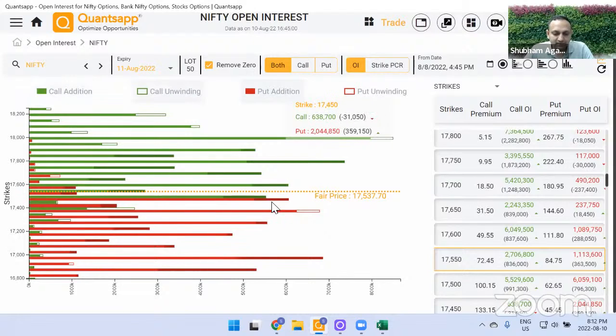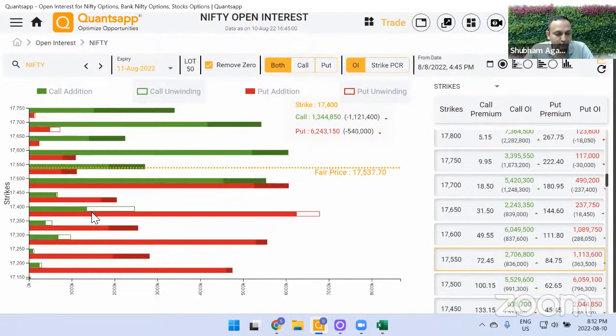So let me give you a very simple case. In this case, we are looking at Nifty. We'll try and see Bank Nifty also, if I can get a very exact case to explain. But basically, if you look at this open interest of 17,400, right? You can see at 17,400, I'm talking about this strike.